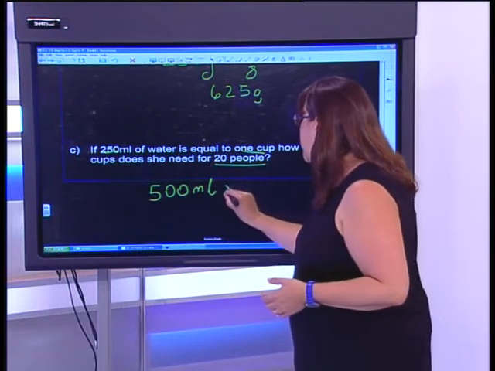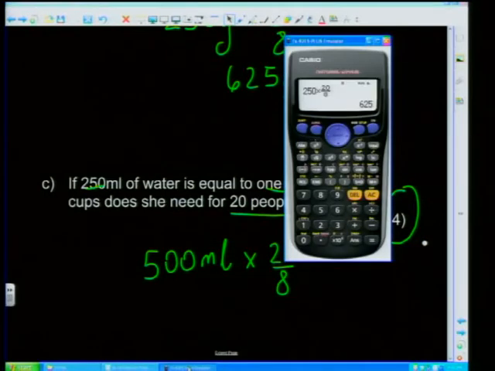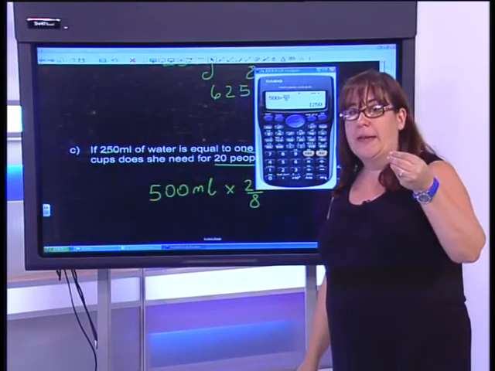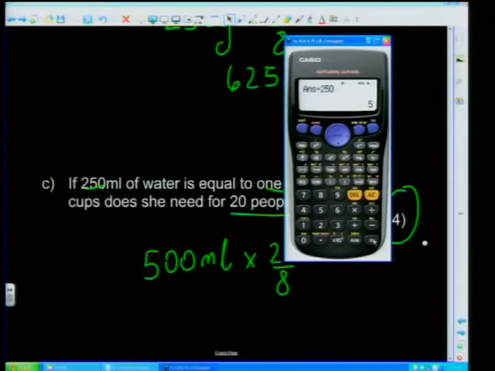So I'm going to take that and I'm going to times by my 20 over 8. And on my calculator, I've got my fraction there already. So let's go in and delete that and see what 500 ml is. Make sure I've got that correct. And I need 1,250. Now for each one of those, I need 250 is 1 cup. So I'm going to divide that by 250 to get how many cups. And I see that I need 5 cups.